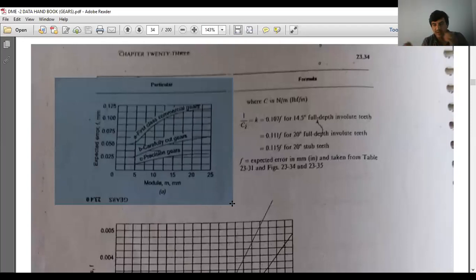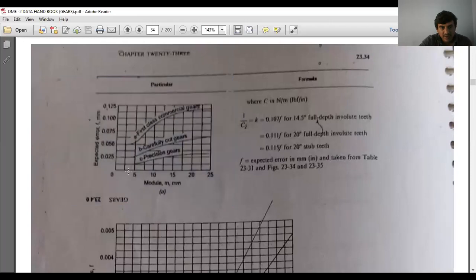For a given module, say the module is 5, the class of gear cut may be precision gear, carefully cut gear, or first class commercial gear. Based on this, suppose the module is 10 and it is a precision gear. Draw a vertical line from this point, then from there draw a horizontal line. Now we get the error F.